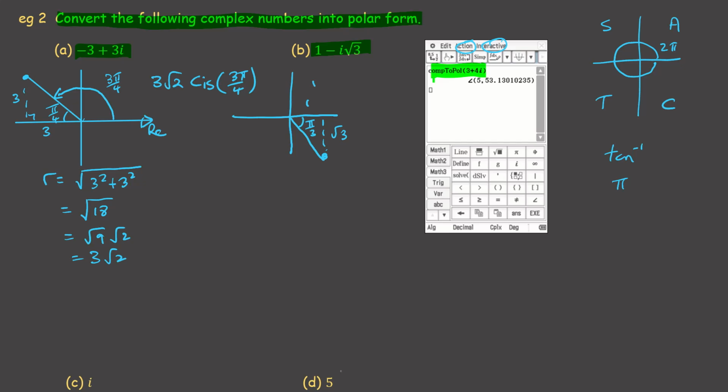So what about the r? That would be the square root of root 3 squared plus 1 squared. So root 4, which is 2. So this is going to be 2 cis. Think about the fact that we're going in this direction, negative pi by 3.